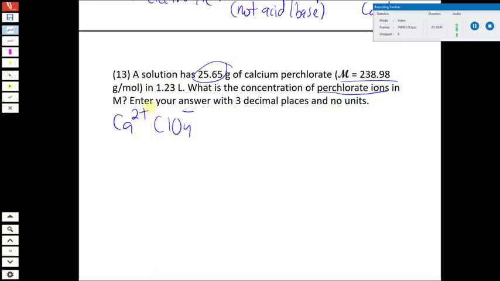So the formula for calcium perchlorate is going to be Ca with 2 perchlorates, calcium with 2 perchlorates to balance the charge. So that's the formula of the compound. And then what we're looking for in this problem is the concentration of perchlorate ions in molar.